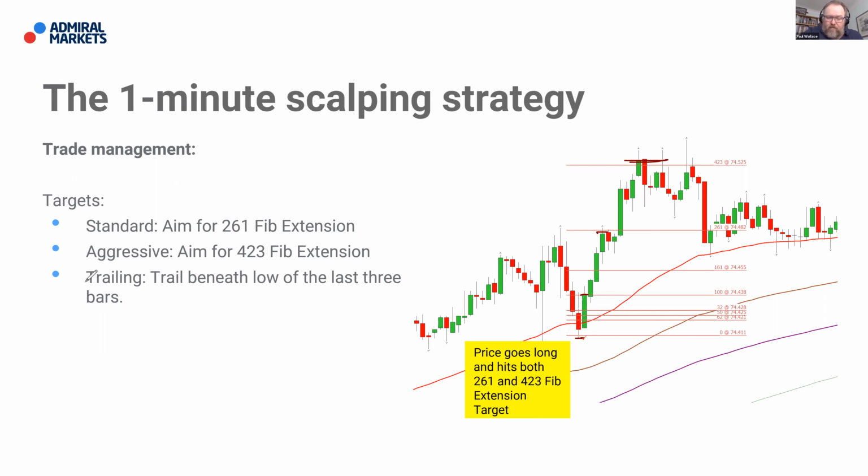Or some of you prefer to use a trailing stop, in which case I'd say you trail beneath the low of the last three candles. Every time a candle closes, when this candle closes here, you look back at the low of that particular candle and the last three candles, and just trail your stop there until you are taken out, which works really very well in a very strongly trending market.